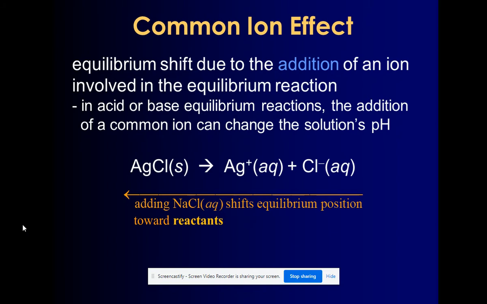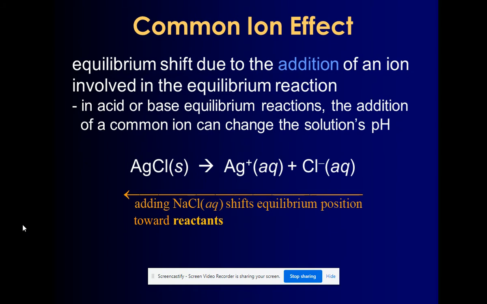If you're dealing with acid-base reactions, that can shift the pH of your mixture, which is how buffers can come into play. And the reaction below is showing how when you add sodium chloride, it would shift it towards the reactants. More silver chloride precipitate would form.